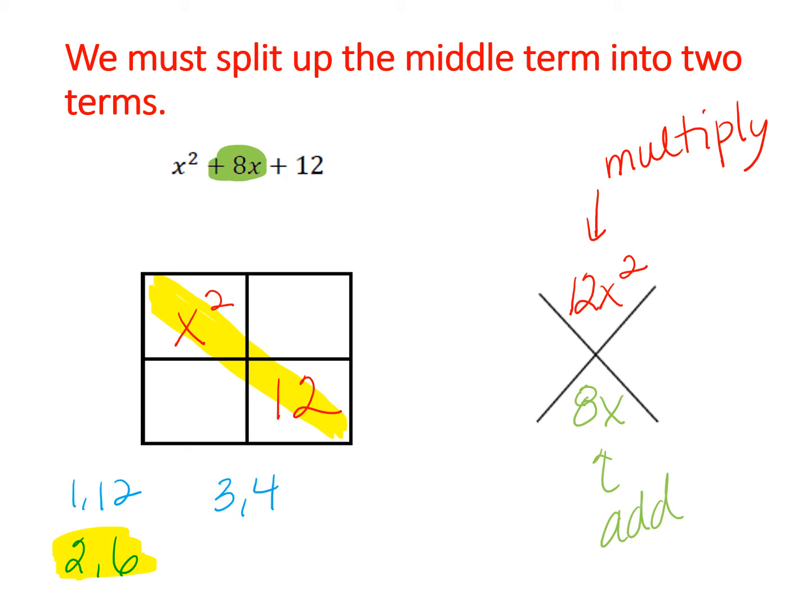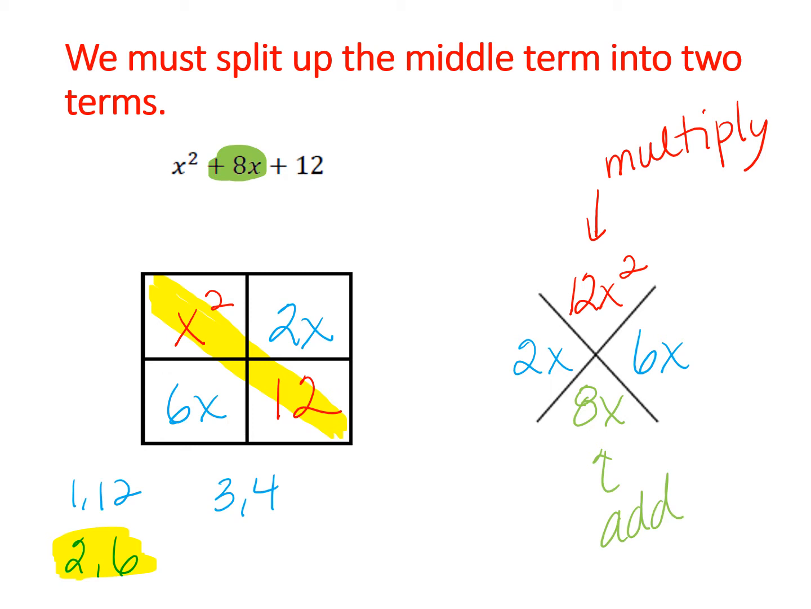So I'm going to go over here, and I'm going to fill those in. I'm going to have a 2x and a 6x. So we're breaking up that 8x into those 2 pieces. Now, when I get ready to fill these in into my blocks, it does not matter which block gets the 2x and which block gets the 6x. That's totally your choice. I wrote the 2x first, so I'm going to put it on the top, and the 6x second, so I'm going to put it on the bottom. Again, that part does not matter.